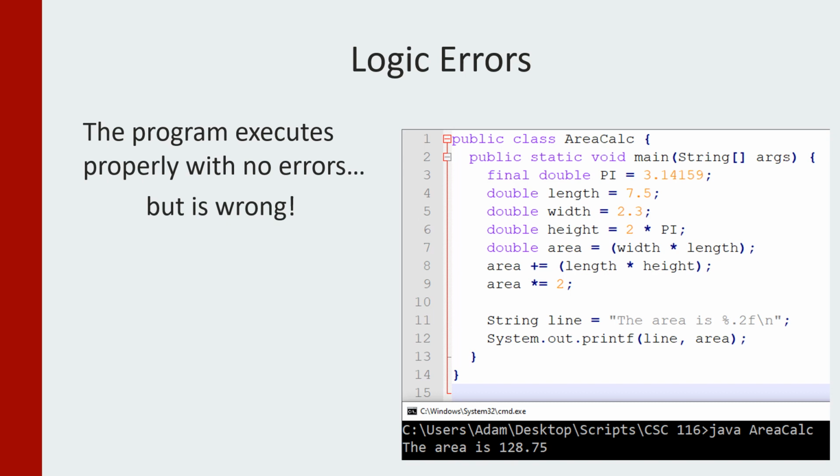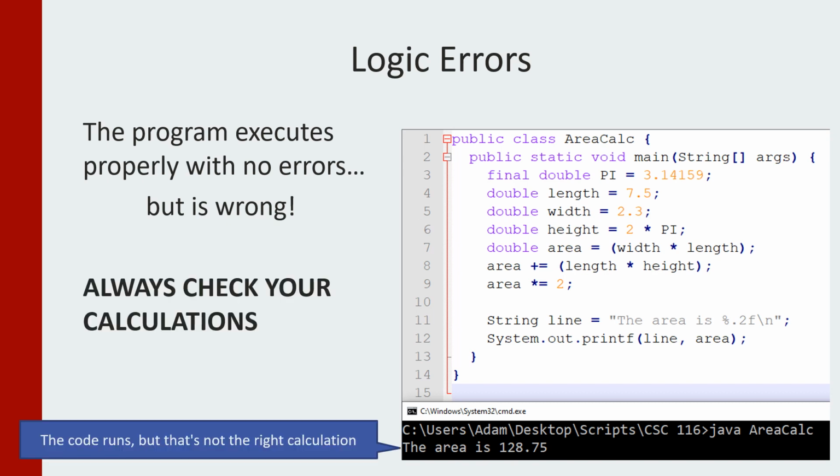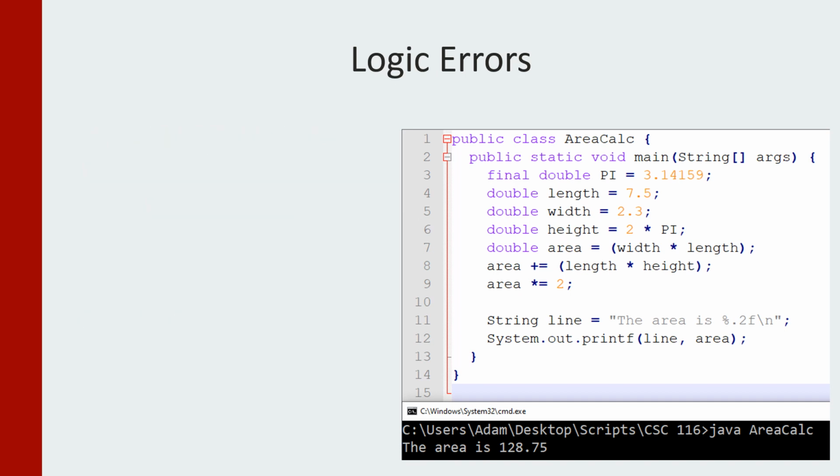Somehow, though, the answer that I'm getting is wrong. So something weird is happening even though I have fixed all the compiler problems and all the runtime problems. So now is where you need to take a moment to think, did I go somewhere wrong with my logic? You have to check your calculations. The code runs, but it's not the right calculation. Let's trace through the program to see what might have gone wrong.